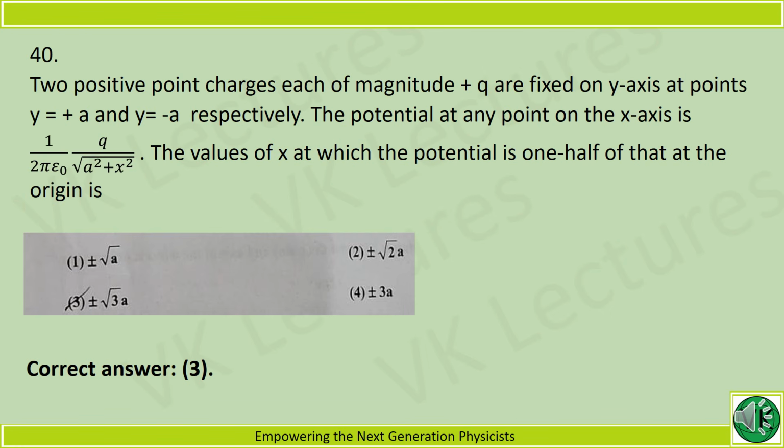Two positive point charges, each of magnitude plus q, are fixed on the y-axis at points y equal to plus a and y equal to minus a respectively. The potential at a point on the x-axis is given by 1 by 2 pi epsilon naught times q divided by root of a square plus x square. The value of x at which the potential is 1/2 of that at the origin: the correct answer is option 3, plus or minus root 3 a.